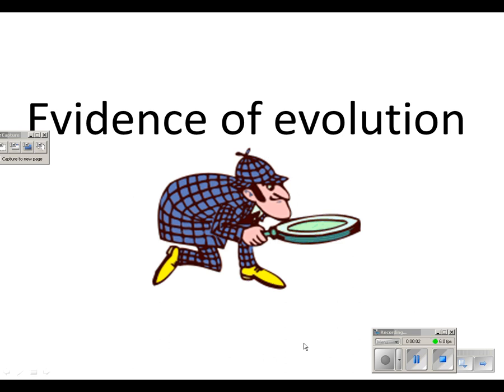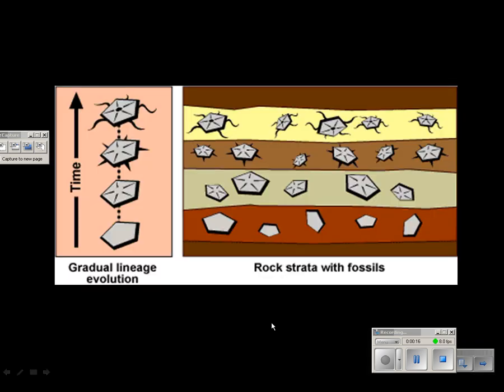We've been talking about natural selection and evolution. We need to figure out how it is that we know about evolution. How is it that we can actually come up with these theories and accept them? So first, let's talk about the fossil record.